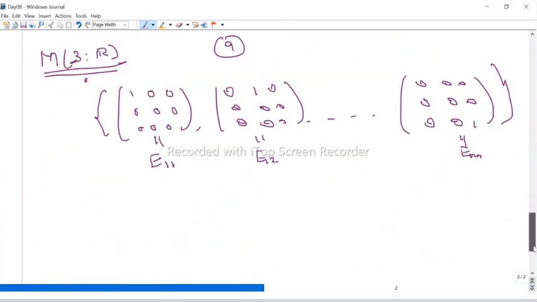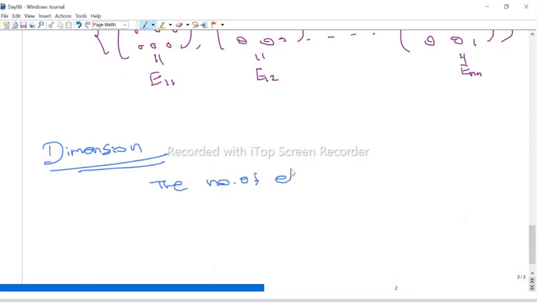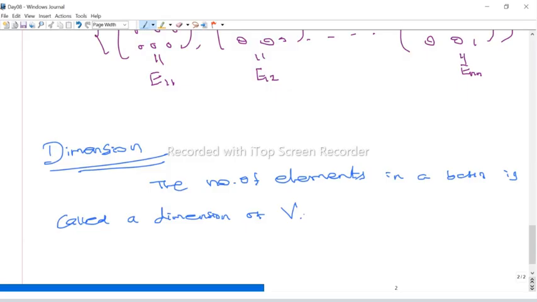Now we define the dimension of a vector space. In a finite dimensional vector space, the number of elements in a basis we define as the dimension. So what do you mean by the dimension of the vector space? The number of elements in a basis is called the dimension of the vector space V.